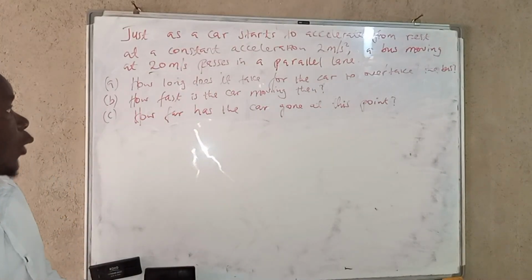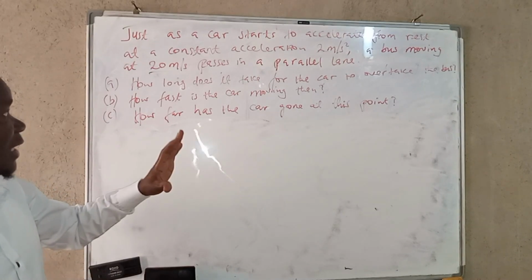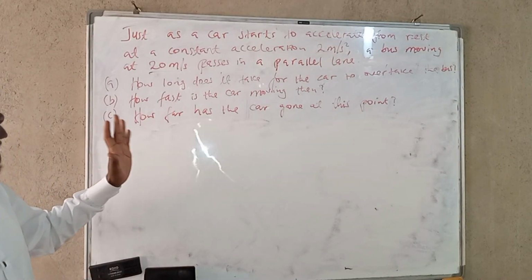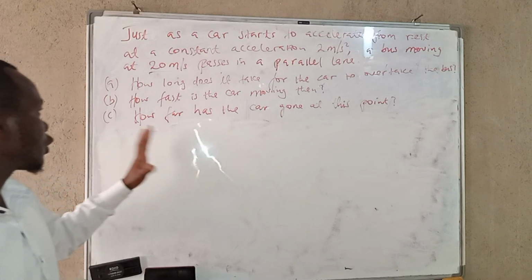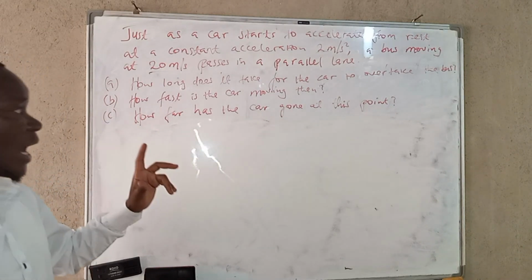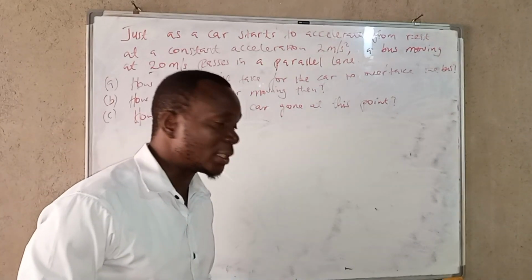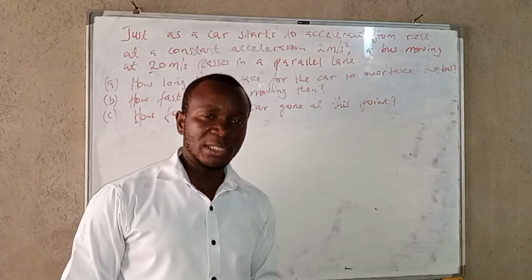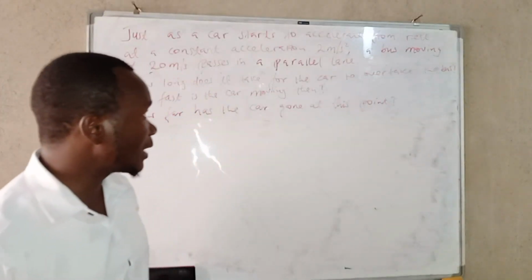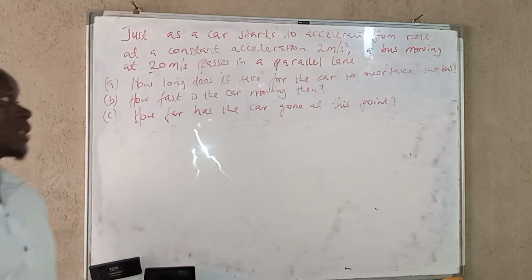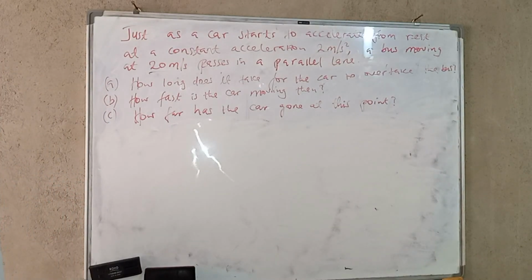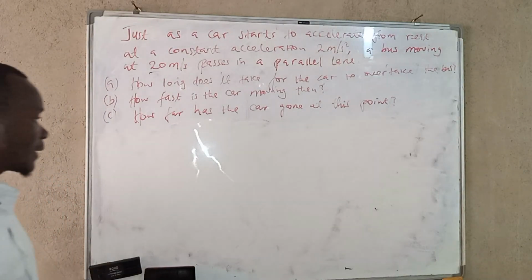Question A, how long does it take for the car to overtake the bus? B, how fast is the car moving then? C, how far has the car gone at this point? So this is the question that we're going to consider answering in this video. So without even wasting time, let's come up with the equations since we have two objects.